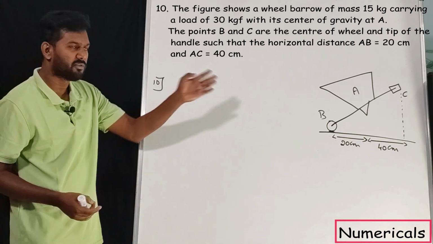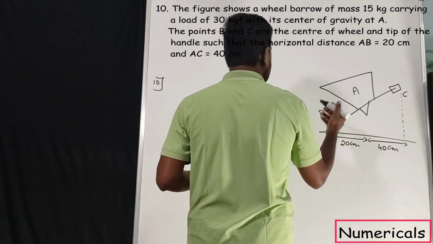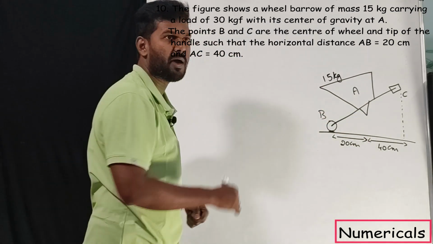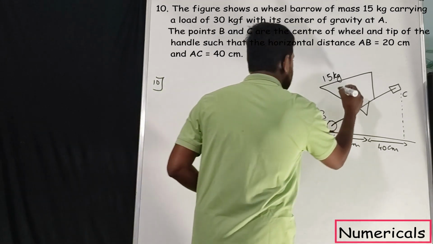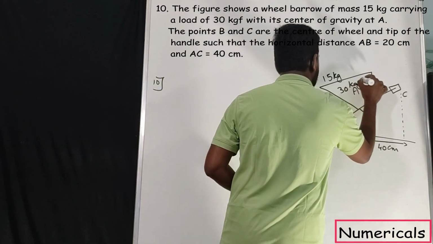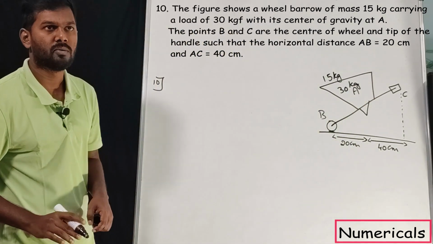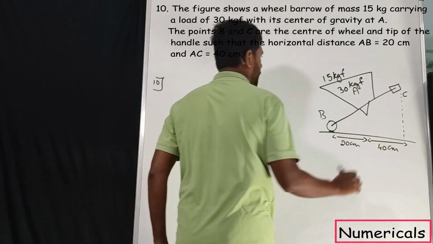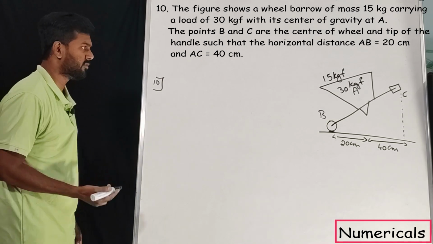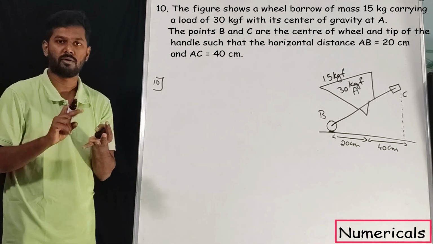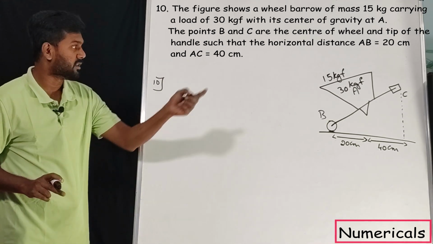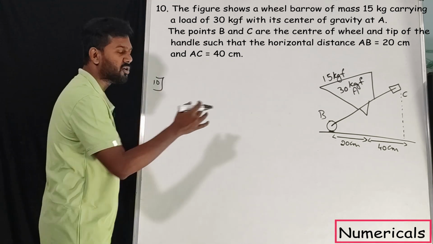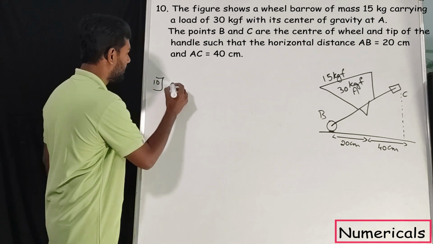Okay, listen. So there is a wheelbarrow. The mass of the wheelbarrow is 15 kg. The complete mass of the wheelbarrow is 15 kg and it is carrying 30 kg load. Okay, kg, kgf both are fine, because kg is equal to kgf. Now we have to find load arm, effort arm, mechanical advantage, and they have given load. We have to find effort. The same procedure, but if you understand the concept properly, we can answer it.